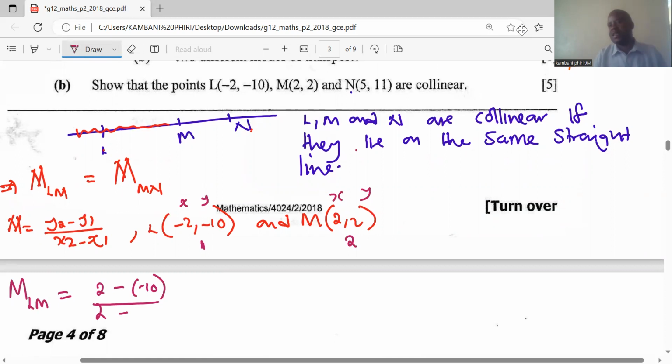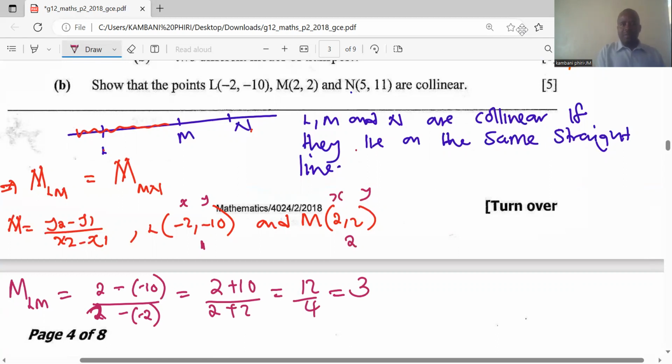Now, especially that this is Paper 2, you can even use a calculator if you have a problem. 2 minus -2. So this will be 2. Negative by a negative will give us a +10. So 2 minus negative 2 will give us a +2. So this will be 12 divided by 4, and the gradient is 3. The gradient from L to M is 3.